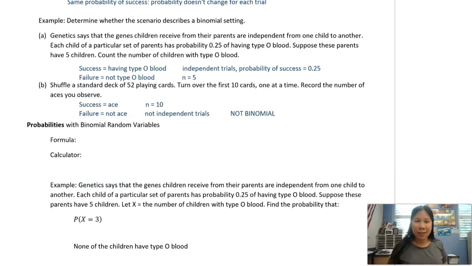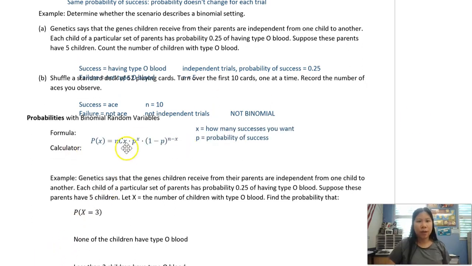Alright, so let's get into the good stuff. Now that we know when something is binomial and when it's not, we can actually talk about the probabilities for them. Whenever we're dealing with binomial random variables, there is a formula to calculate probabilities. It looks like this. Here's our formula.